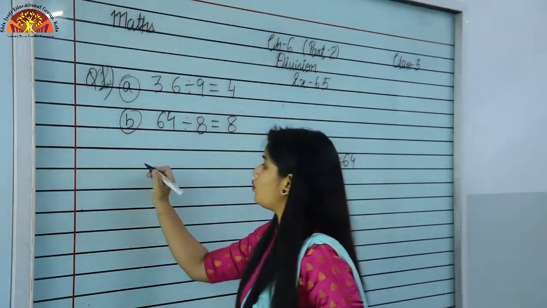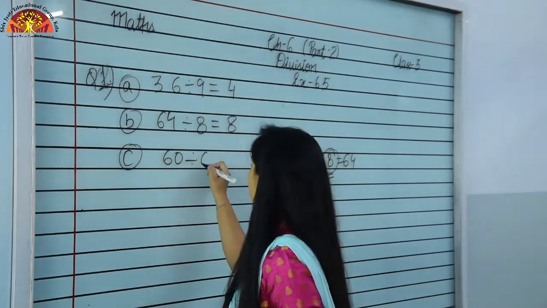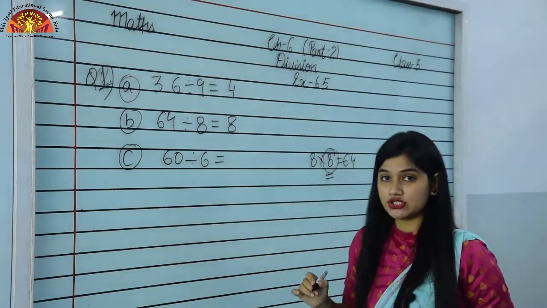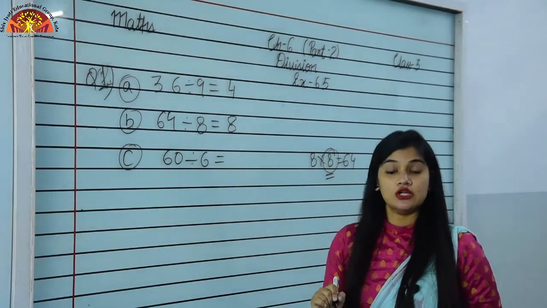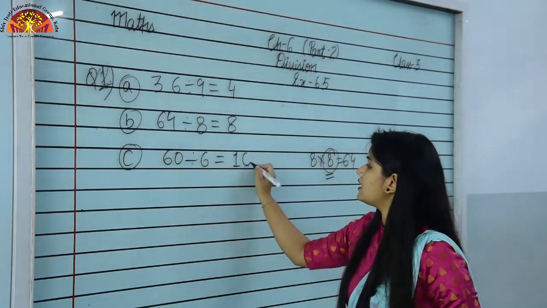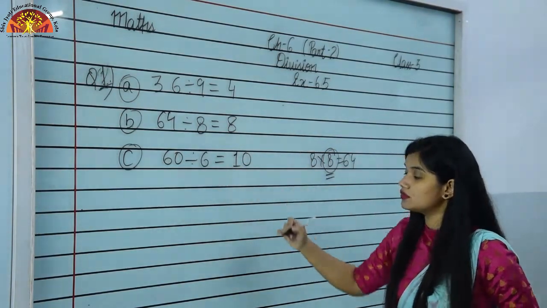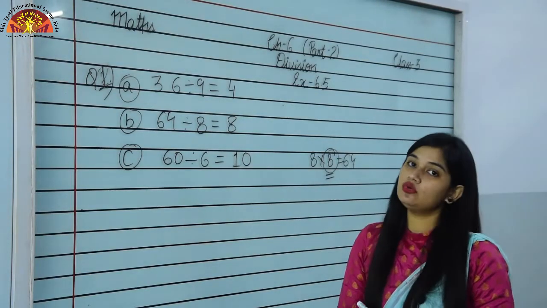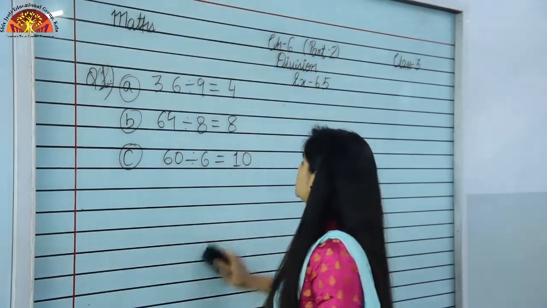We are taking one more question. Question number C. 60 divided by 6 is equals to. Very simple question students. We have to say the table of 6 so many times that we get 60. So how many times can we get 60? 6 10s are 60. So the answer will be 10. So in this way you can use multiplication tables and you can find the quotient. Is it clear, students? So now we will see question number 2.